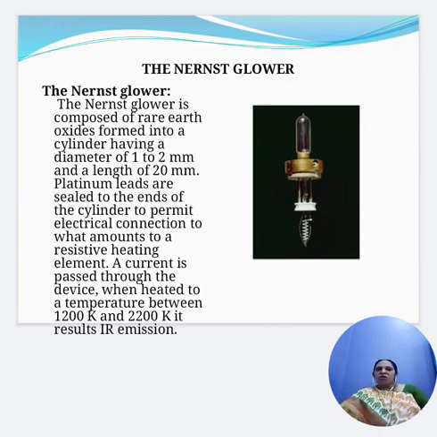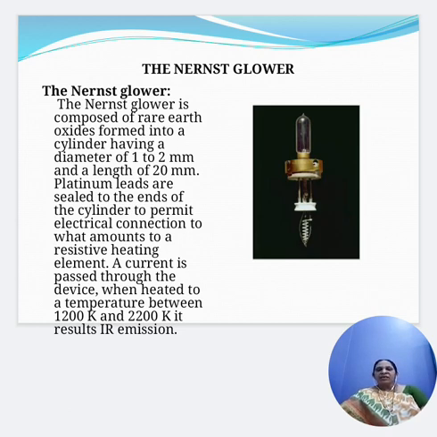There is one more light source called the Nernst glower. The Nernst glower is composed of a rare earth oxide formed into a cylinder having a diameter of about 1 to 2 mm and a length of about 20 mm. Platinum leads are sealed to the ends of the cylinder to permit electrical connection to what amounts to a resistive heating element. So you have the filament inside an evacuated chamber, a glass tube.